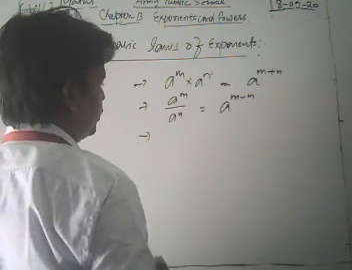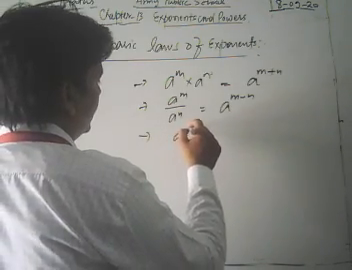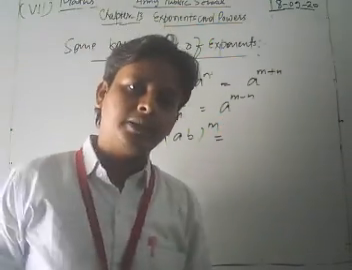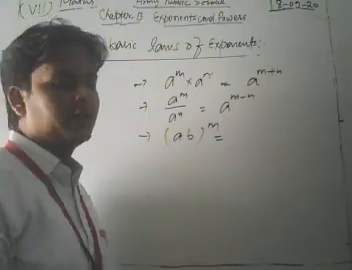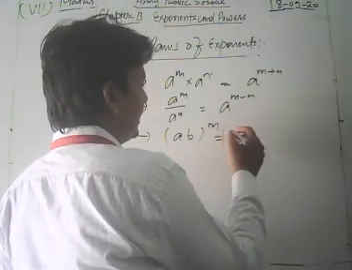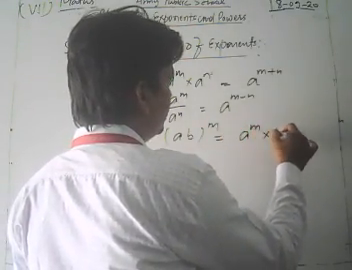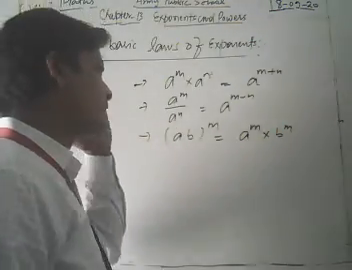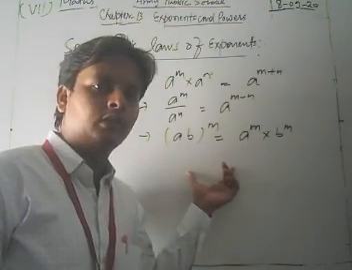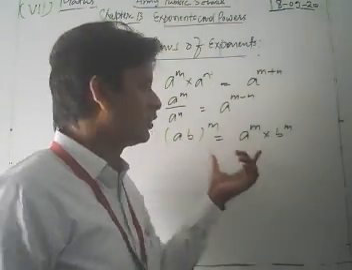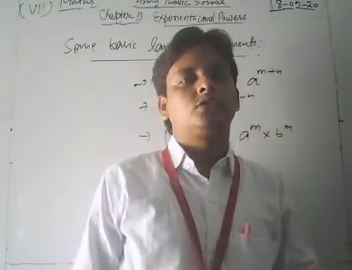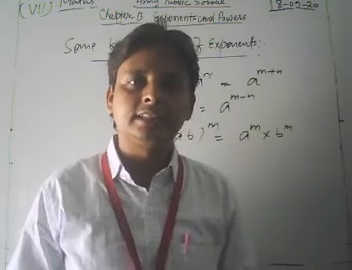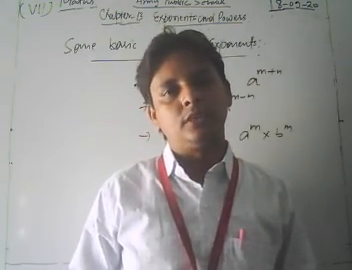Third law of exponents: if we write ab whole to the power m, and we split that bracket, then we get a to the power m as well as b to the power m. So these are some basic laws of exponents, and using these concepts we can solve each and every question of your NCERT exercise based on exponents and powers.